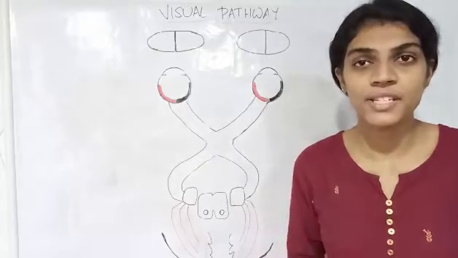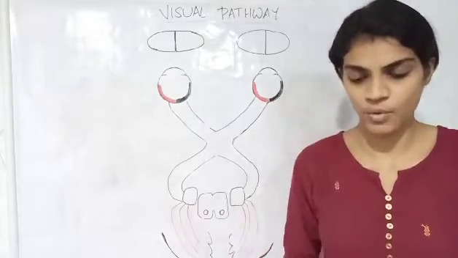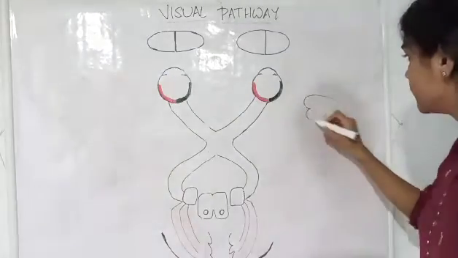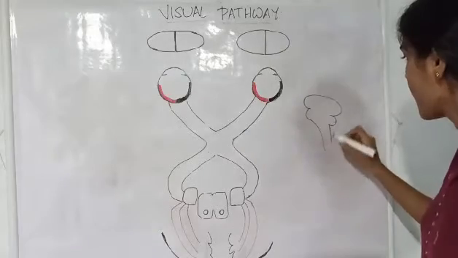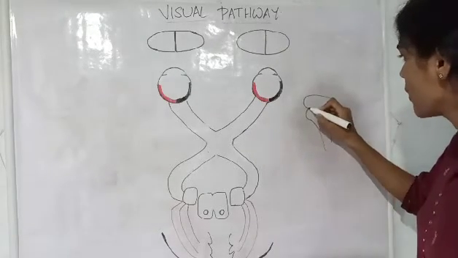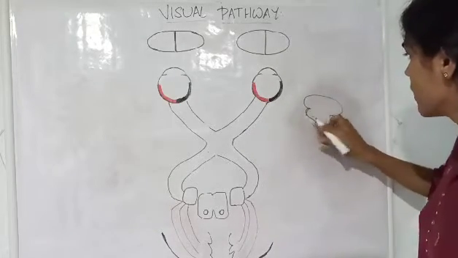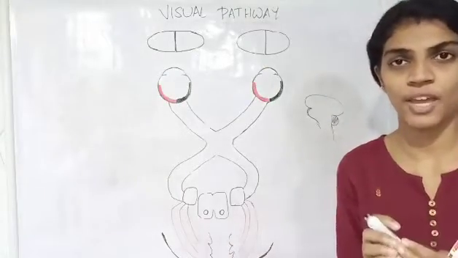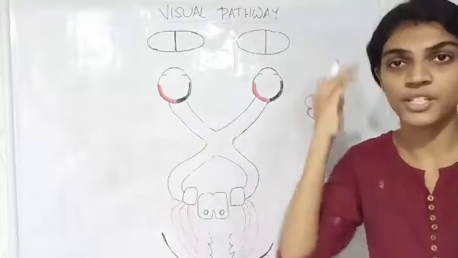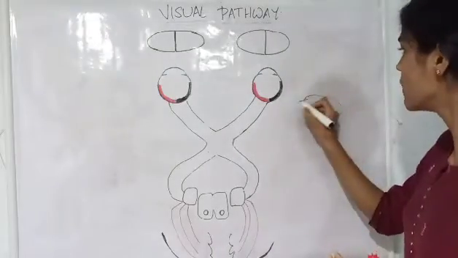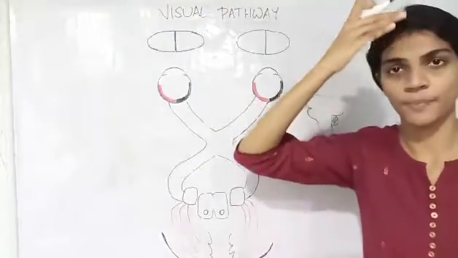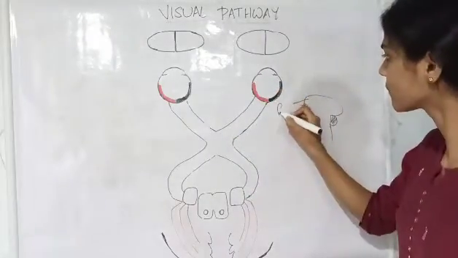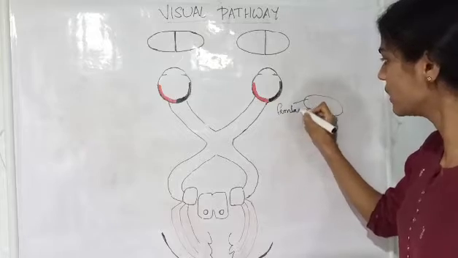Where is the visual center seen? In the occipital lobe. What does occipital lobe mean? See, suppose this is your brain. The brain has 4 lobes. Which are the 4 lobes of the cerebral cortex? First one, the frontal lobe, which you can see in the front region. This is the frontal lobe.